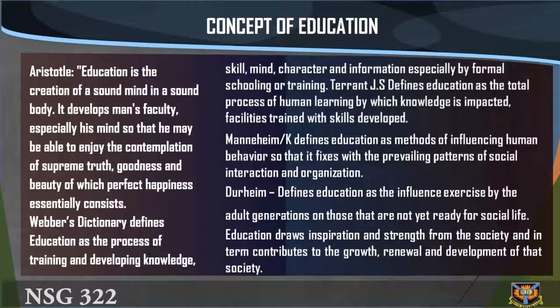Mannheim K. defines education as a method of influencing human behavior so that it fits with the prevailing patterns of social interaction and organization. Durkheim defines education as the influence exercised by the adult generations on those that are not yet ready for social life. Education draws inspiration and strength from the society and in turn contributes to growth, renewal, and development of that society.